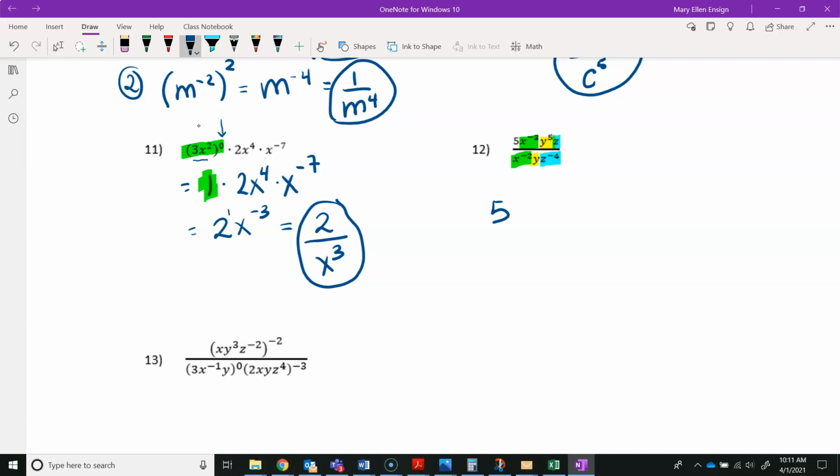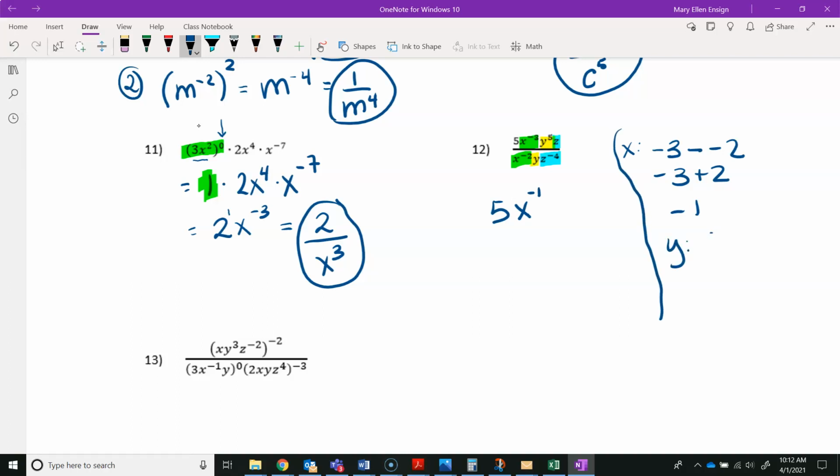So 5. This is where we want to write out what we're doing, okay? I can almost guarantee that at some point there will probably be a mistake. I would make a mistake if I just tried to rely on what I'm seeing, because your brain wants to add those instead of subtracting. So for x's, my subtraction is -3 minus -2, which is like -3 plus 2, which is -1. So x to the negative first.